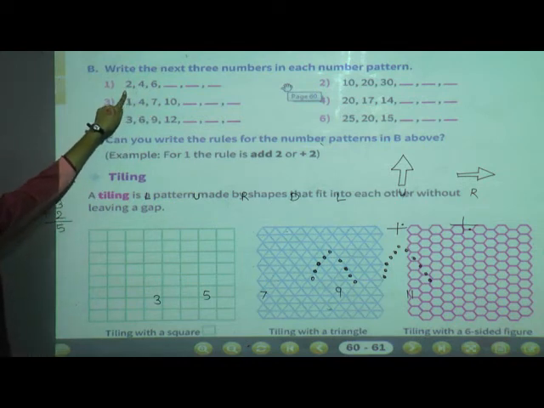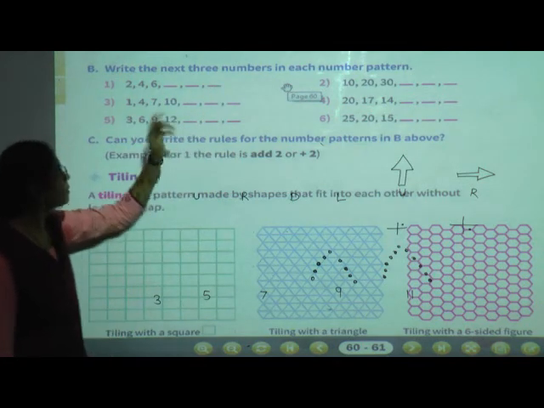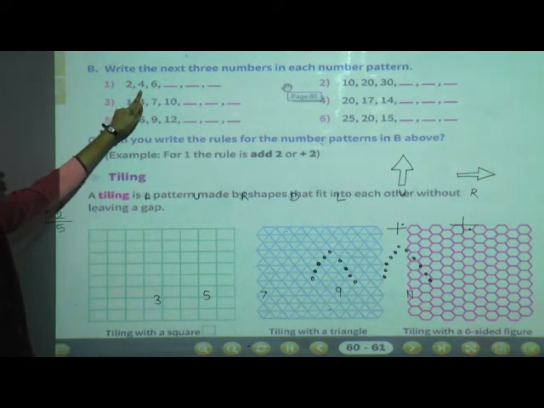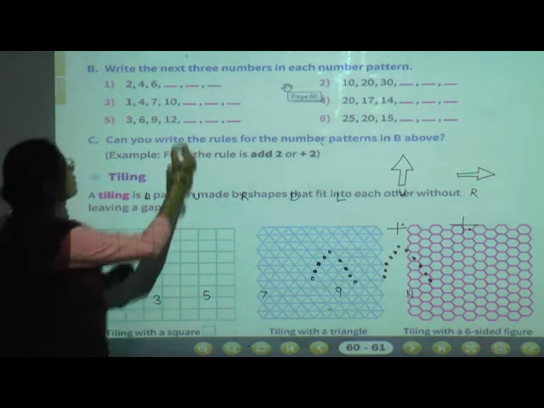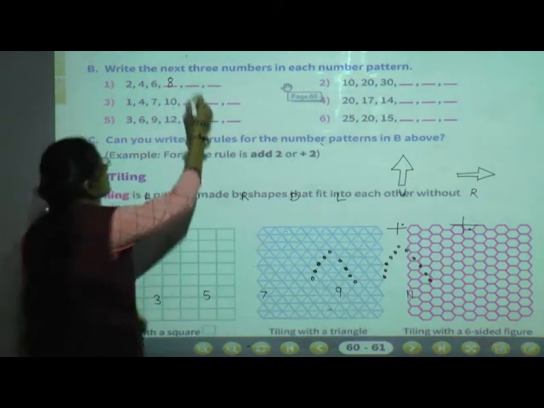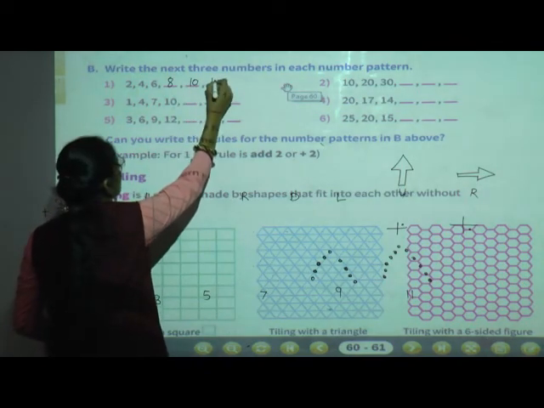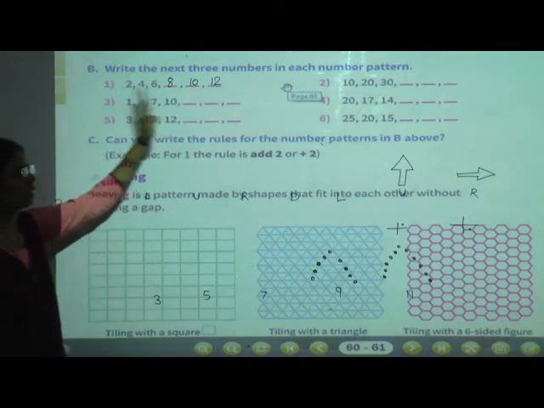Add 2. If we add 2, then we get the next number. See why? Because 2 plus 2 is 4. 4 plus 2 is 6. So 6 plus 2, 8 will come, isn't it? Then 8 plus 2, 10. And 10 plus 2, 12. It is the table of 2. If you see carefully, we can see the table of 2 here.